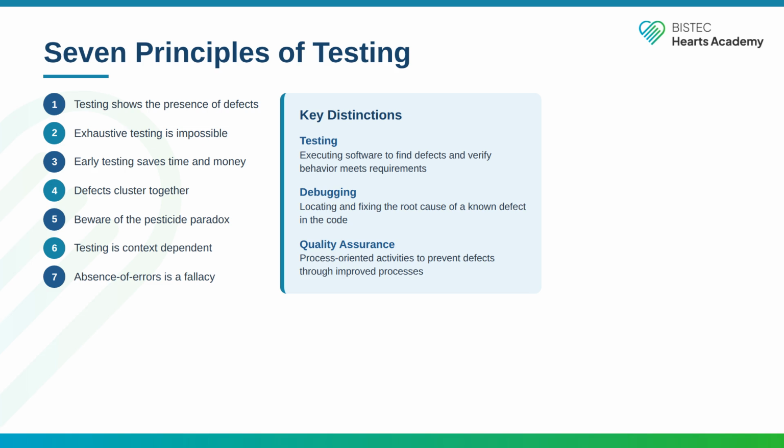One important distinction, while we are on fundamentals. Testing is executing software to find defects. Debugging is what developers do to find and fix the root cause. Quality assurance is the broader process, reviews, standards, process improvement, that prevents defects from being introduced in the first place. As QA engineers, you do more than just test. You are part of the quality assurance process.